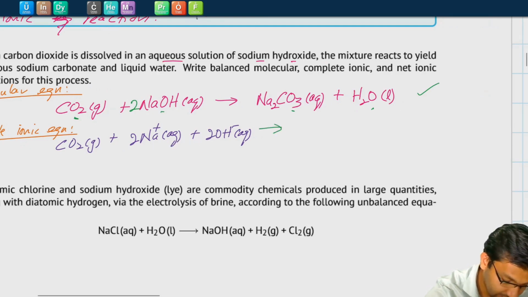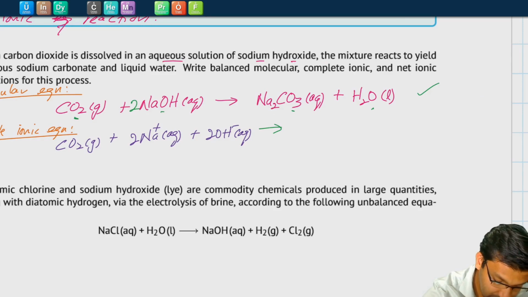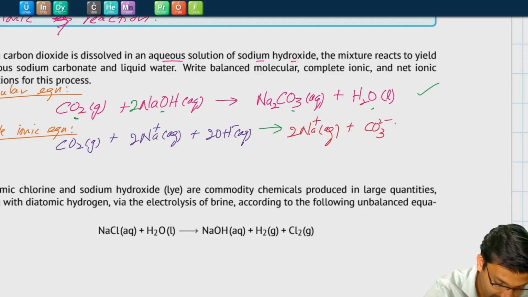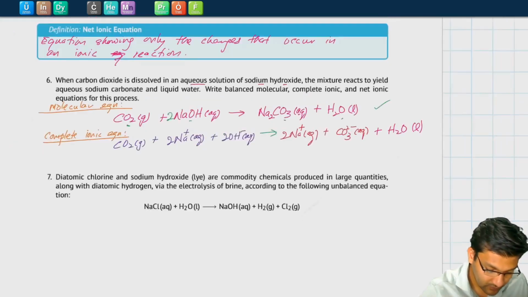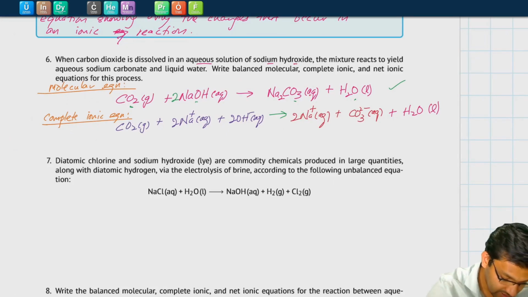This all goes to give us 2 sodium plus 1 charge, aqueous, plus CO3 has a charge of 2-, it's a carbonate ion, aqueous. This is aqueous, that's why we broke it apart. And then we go to H2O liquid, that is not aqueous, so we just keep it together, H2O liquid. Alright, so that's our complete ionic equation.